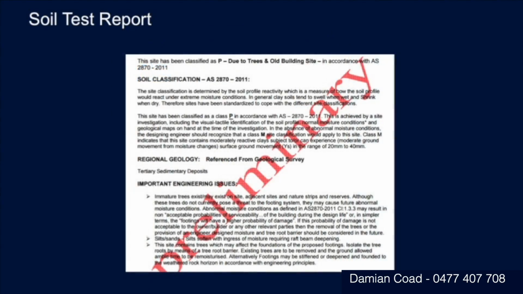The soil test report used by the structural engineers must also be included in the documentation. Here we can see the report of a site given a P classification due to the number of old trees that have existed at the site. For the engineering drawings, the engineers working at this site will need to have increased the strength of the footings to satisfy that P classification.